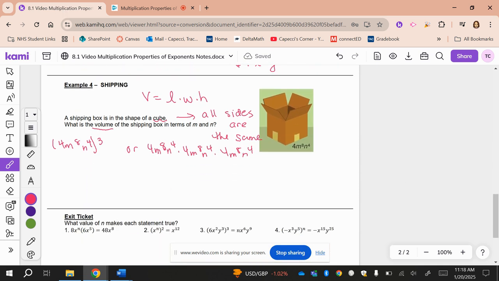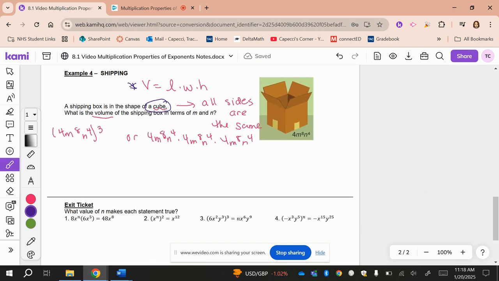All right, let's take a look at a word problem here. A shipping box is in the shape of a cube. So a cube, remember, is like a dice that you would play a game with. So all sides are the same length. What is the volume of the shipping box? So remember, volume is length times width times height.